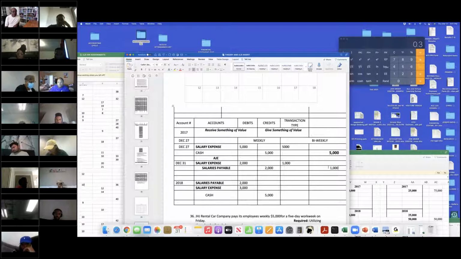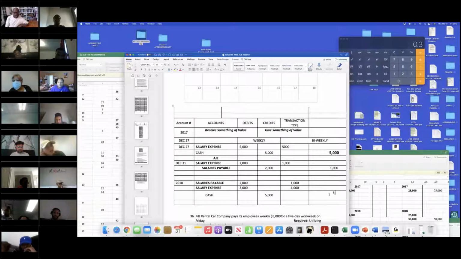Then what? I debit 1,000 for salaries payable, and debit 4,000 for salary expense, and then credit 5,000 cash. That's all it is. So you can see that the journal entry accounts don't change. You got to do a calculation.